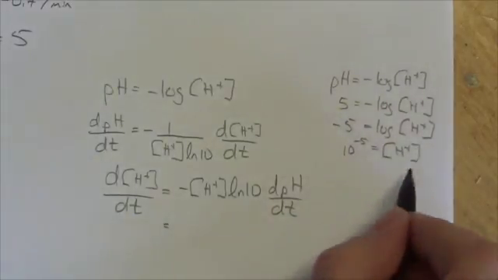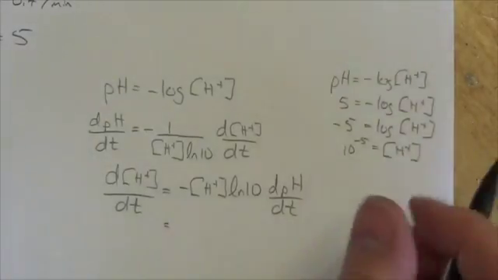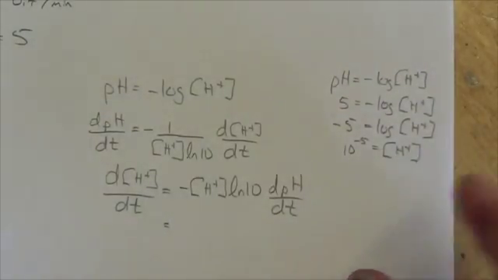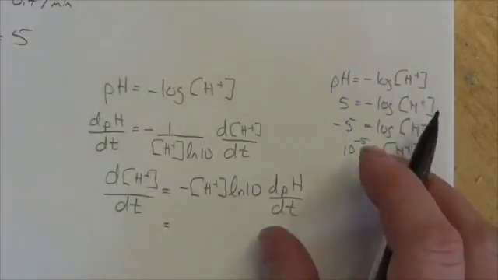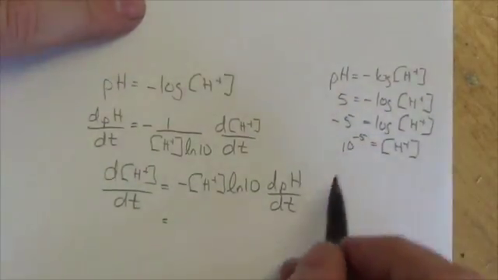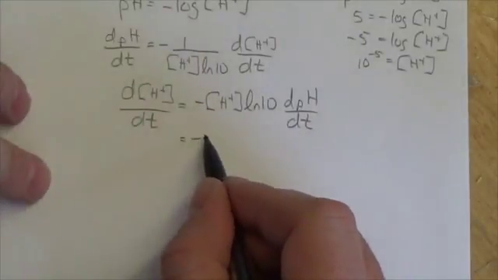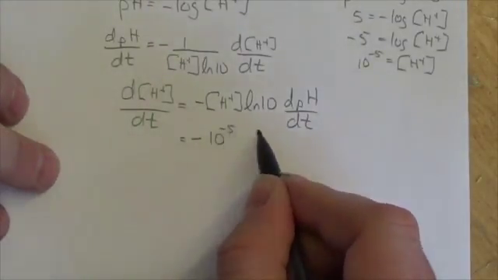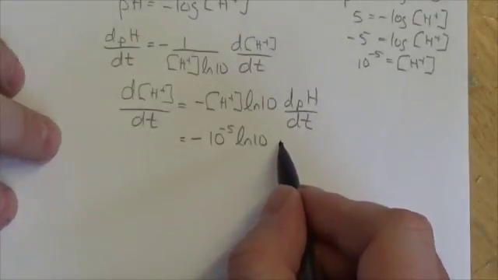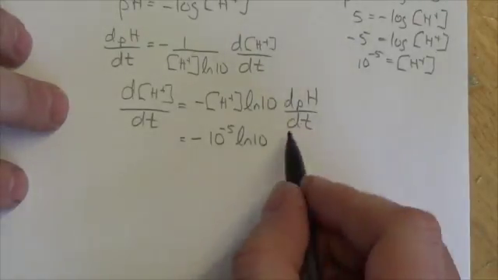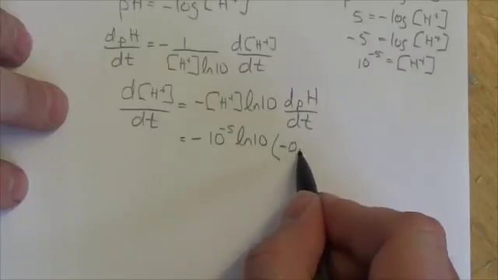Now, I just need that value. I'm not going to put that in terms of, let's say, moles per liter or whatever. I just need a value for that, okay? And it can be in whatever form I need it to be in. I'll take that and bring that here. So this will now be negative 10 to the negative 5 times the natural log of 10. And then we have the rate of change of the pH, and we knew that that was negative 0.7.